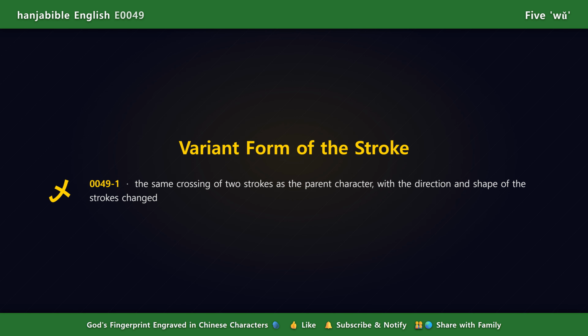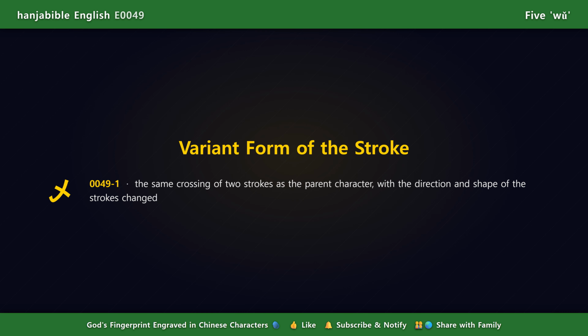This character has one variant form. It is the same crossing of 2 strokes as the parent character, but with the direction and shape of the strokes changed. Together the original and variant forms developed into the character for 5. Though the shape of the stroke shifts, this variant still holds the same meaning, 2 strokes crossing to form the number 5, grace.